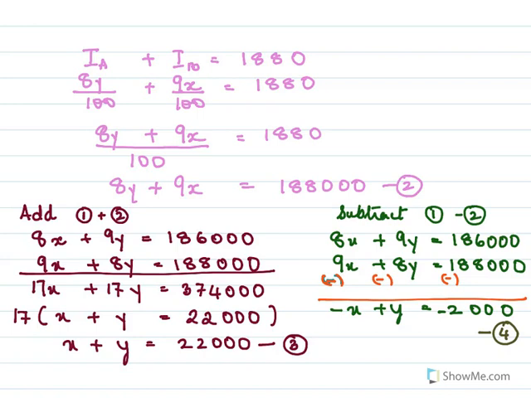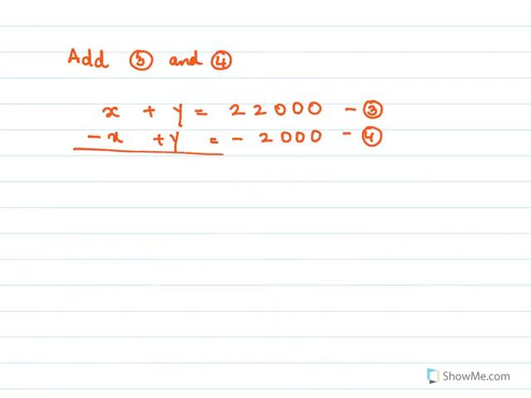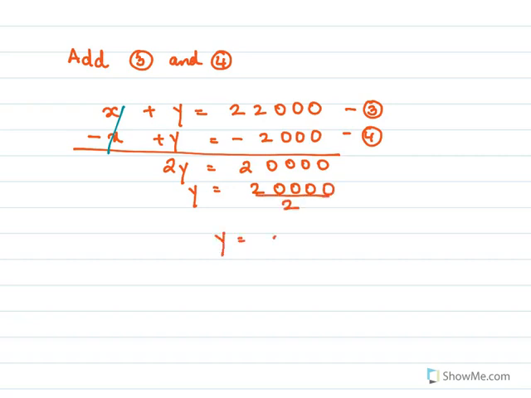I will take equation 3 and 4 and add them up. Here's your equation 3 and 4, and we're going to add them up. On adding, x cancels, so we have y and y is 2y, which will be 20,000. So y will be 20,000 over 2, y will be 10,000. Then the amount invested in scheme B is 10,000.